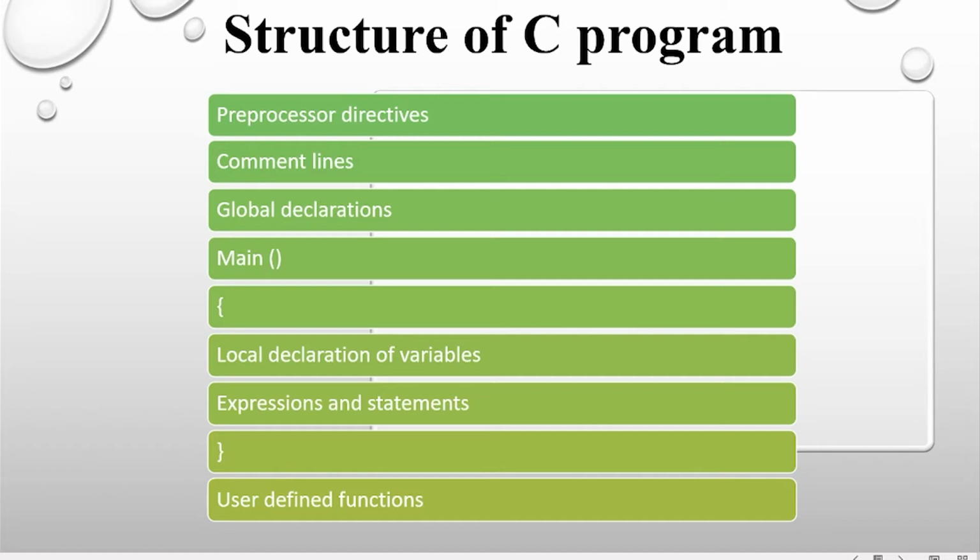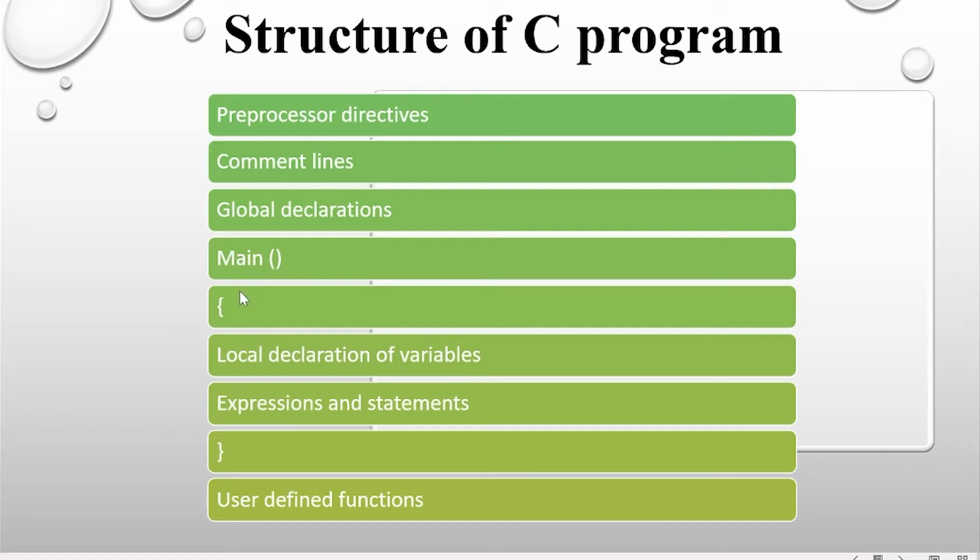Okay, next one is comment lines. This is an optional one, but I recommend writing comments in front of your code, because if you refer to the code after some time, these comments help you to recall what exactly that particular line of code is doing in that program. Okay, next one is global declarations. Here we can declare the variables that are used in our programs. The main advantage of this is the variables that are declared under global declaration can be used anywhere in the main program.